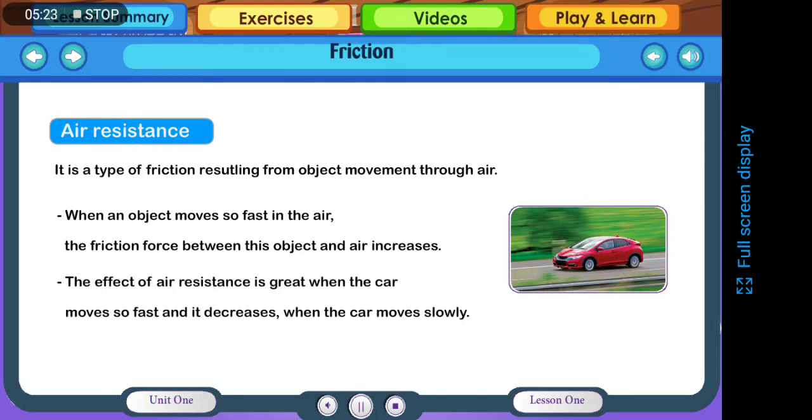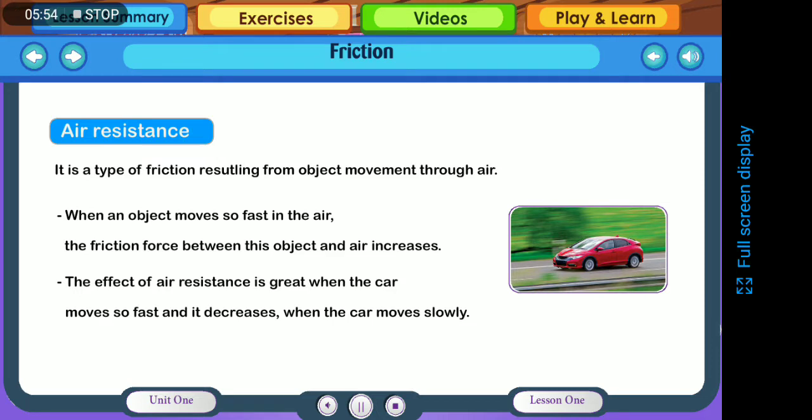Like the car. When the car moves so fast, there is friction between the car and the air. It's called air resistance. When an object moves so fast in the air, the friction force between this object and the air increases. The effect of air resistance is great when the car moves so fast, and it decreases when the car moves slowly. Air resistance, مقاومة الهواء.